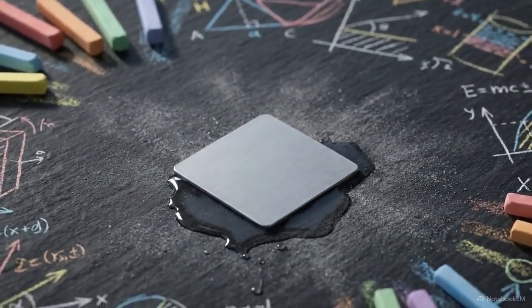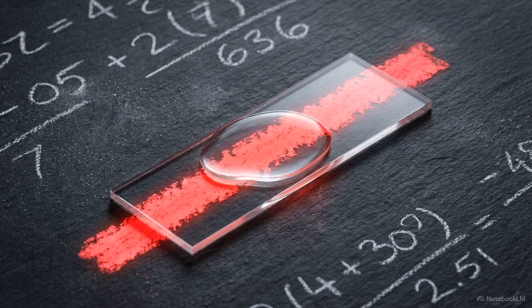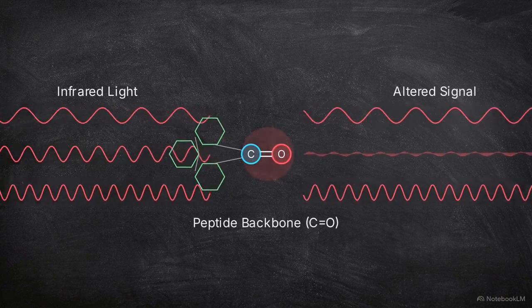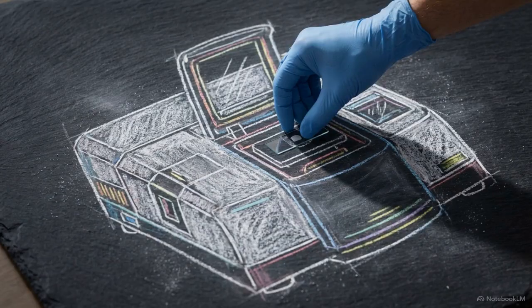onto an optical sensor. This process relies on Fourier transform infrared spectroscopy, or FTIR. FTIR is an analytical technique that uses infrared light to measure how molecules absorb energy, allowing scientists to study proteins in their native environment without complex sample preparation.